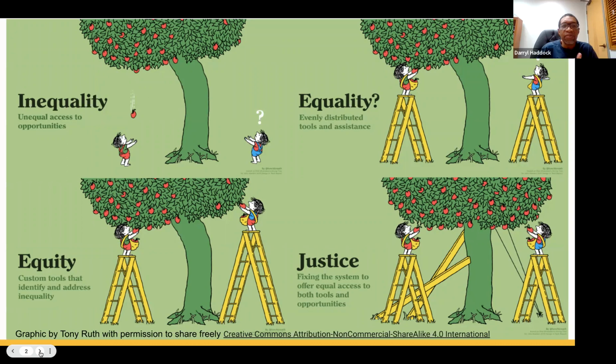We're going to cover inequality, equality, equity, and justice by viewing this slide. And there are several images that we want to go over to orient you to the various definitions that we'll cover.